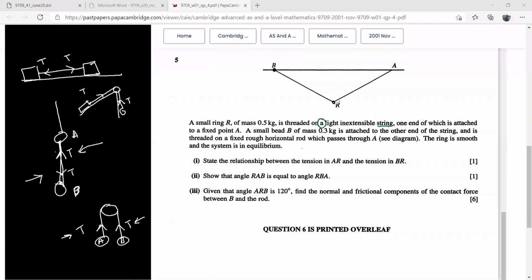So if you focus on this ring right now, this is the weight of the ring, and here you will have the tension T, and here you will have the tension T. If you focus on this point B, the same tension would be there, because this has a thrust on it because of the tension in the string trying to slide it in this direction.